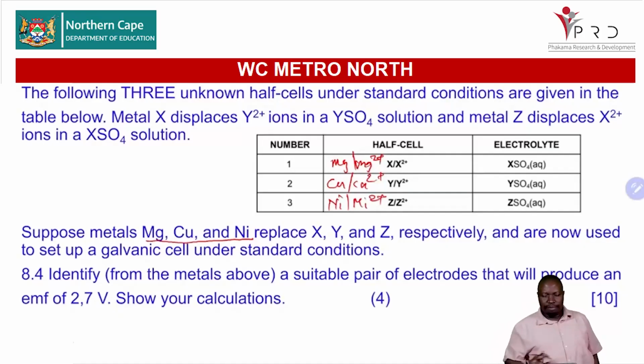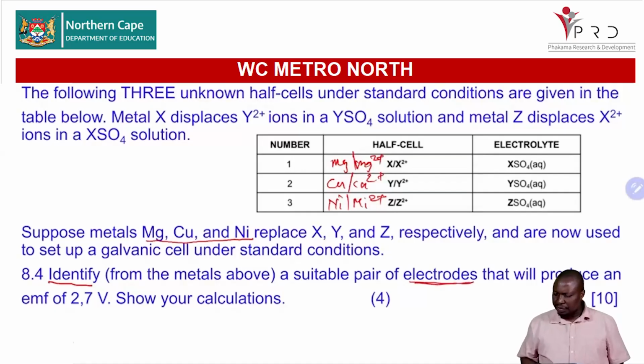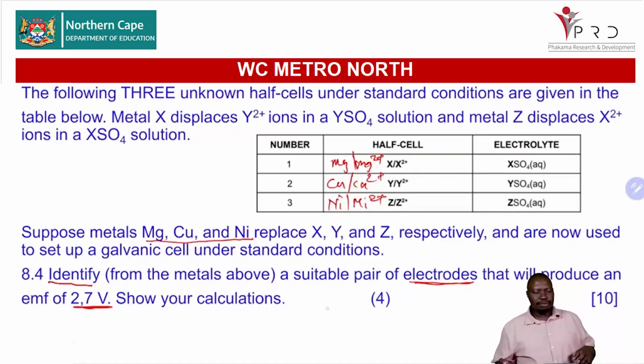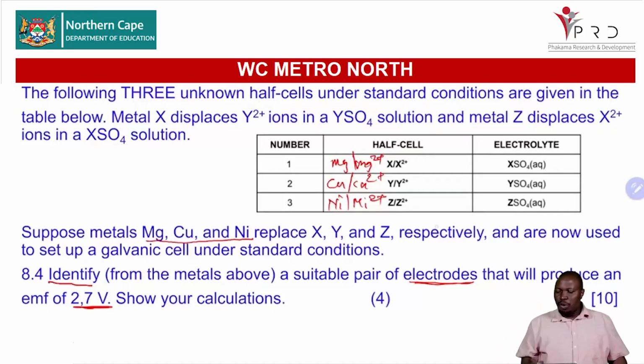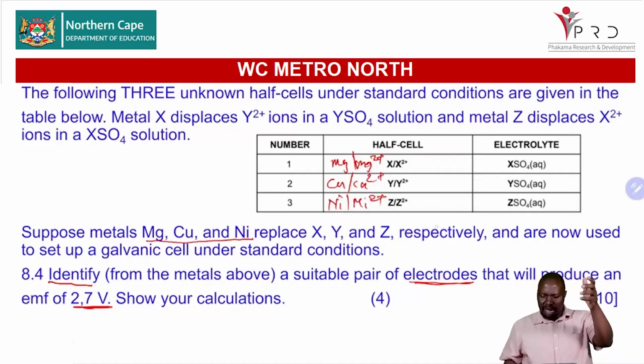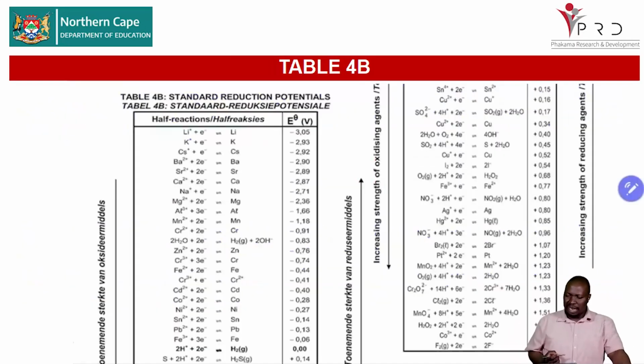So nothing there must be a problem to you. The question is saying, identify from these metals above, nickel, copper, and magnesium, a suitable pair of electrodes that will produce an EMF of 2.7 volts. Show your calculations. So this question is simply saying, calculate the EMF of two, because we only take them in pairs. Which two, when you bring them together, will give you an EMF of 2.7 volts? That's what this question is asking for.